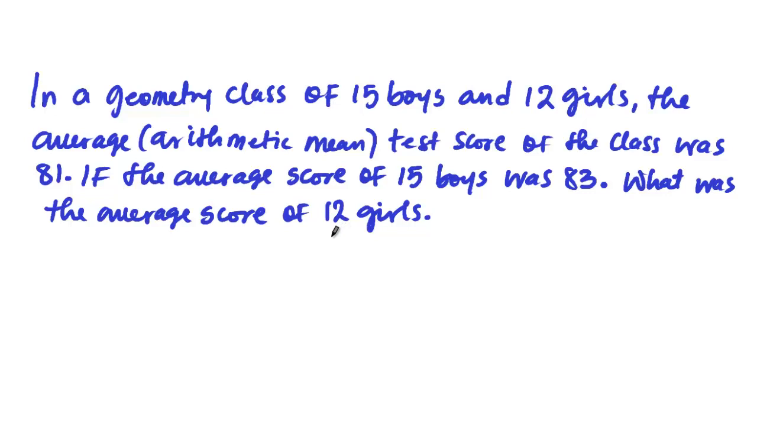Now, basically, this is a weighted average problem. When we say weighted average, I call it average of averages. We have the average of the 15 boys and the average of the 12 girls, right? And we also have the average that connects the two of them. So that is weighted average. There's a formula for determining this type of average.